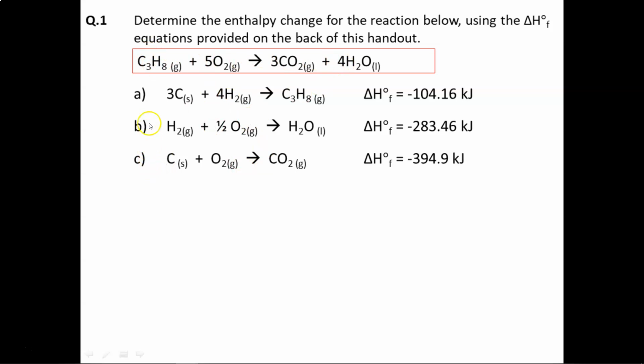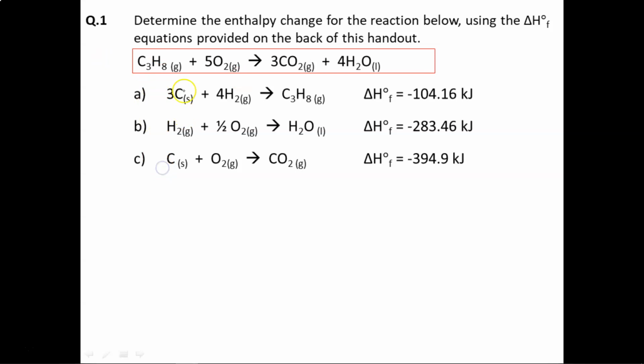Now, a little hint: you'll notice that I've labeled them as equations A, B, and C. I do not recommend that you label them as equations 1, 2, and 3. I've seen this mistake being made on tests where students will label them equation 1, equation 2, equation 3, and of course they make the mistake of thinking, oh, there's a 1 as a coefficient, a 2 as a coefficient, and a 3 as a coefficient. So just be careful of that.